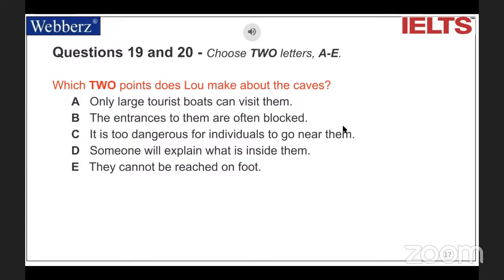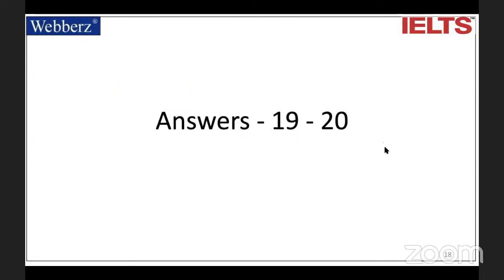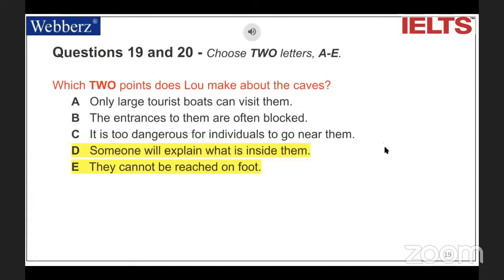Okay, so now let's listen to the answers. Let's see the answers, what they are. And we'll do it a third time. The answers are D and E. So I hope it's a little clear. Varinder, is it clear now?